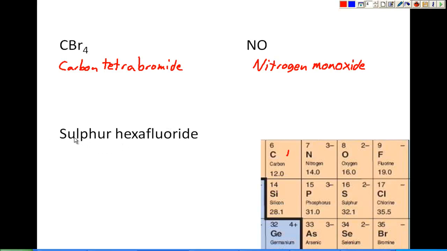Again, 1 sulfur. We have fluorine and hexa. That means 6. So sulfur is represented right here. The hexa is represented right here. And the fluoride is represented right there. Sulfur hexafluoride. Okay?